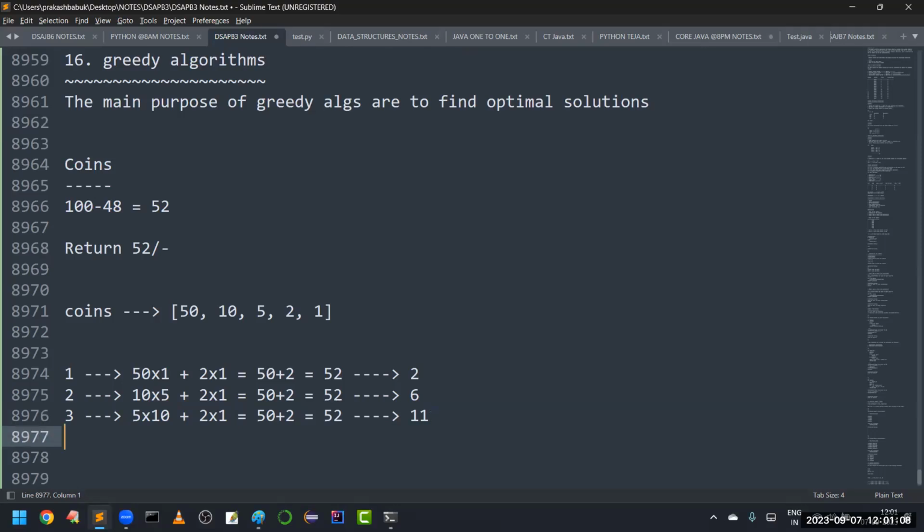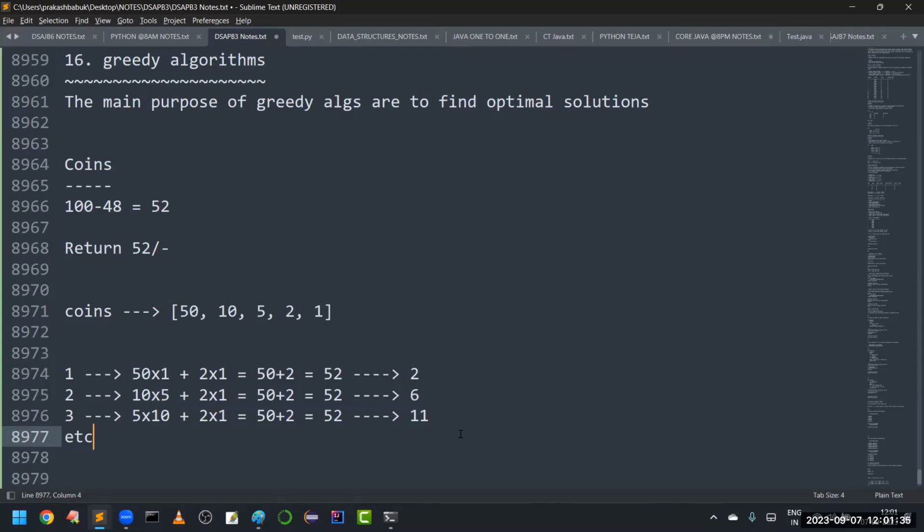11 coins will be there. So like this we can find n number of solutions. So like this we have 2 6 2 6 11. Among these we even have multiple options. In this, which one are we going to select? The second, right? Because with a lower denomination we are able to get more profit.